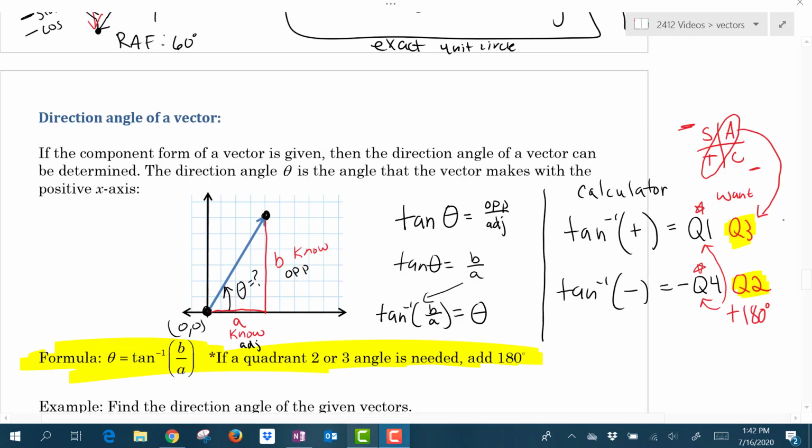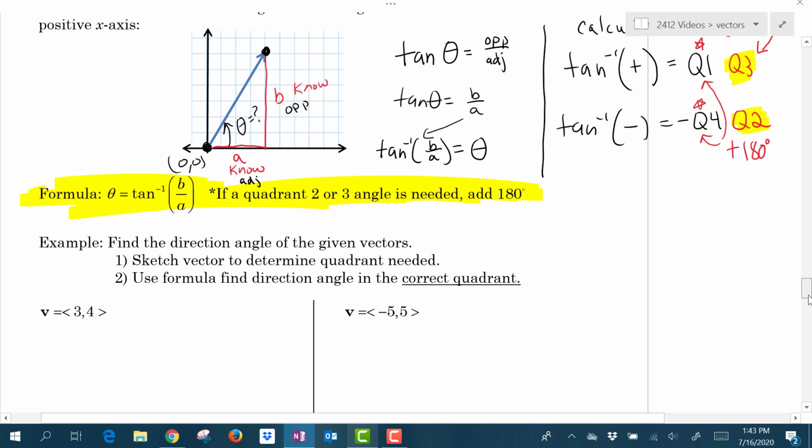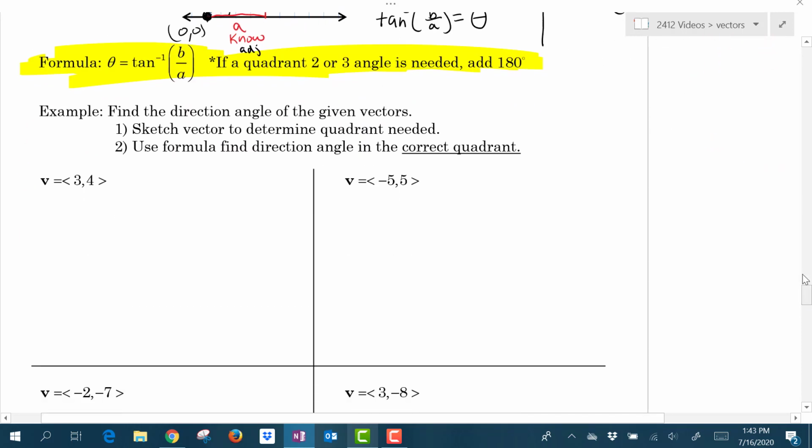Alright, so let's look at some examples using this direction angle formula. Alright, so we have a vector, 3, 4. What we're asked to find is the direction angle of the given vector. And so we're going to sketch it first. I always recommend when you're finding the direction angle that you sketch the vector first. Alright, so we're going to sketch this as a position vector. So I'm going to start at initial point 0, 0. And so that tells me to move to the right 3 units and then 4 units up.